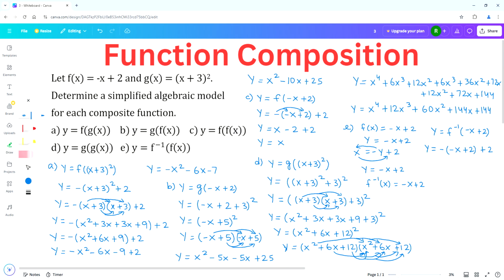Now we can simplify this equation. We should distribute the negative sign in the parentheses. We get x - 2 + 2. Now we can combine like terms. I get y = x. -2 and +2 cancel each other out. This should be the final answer for part E. So these are the steps you have to keep in mind to solve a problem like this one.